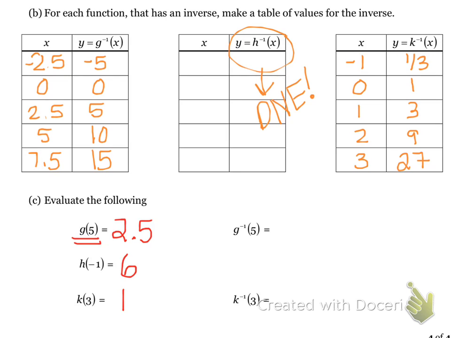So then if we look at some of the inverse problems and notice there is no h, so we're only looking at g and k. At 5, my output value is now 10, and at the inverse of k at 3, you now have 27.